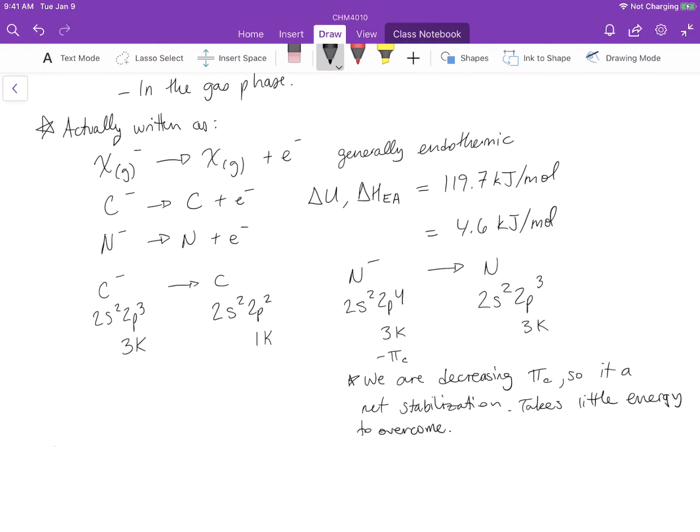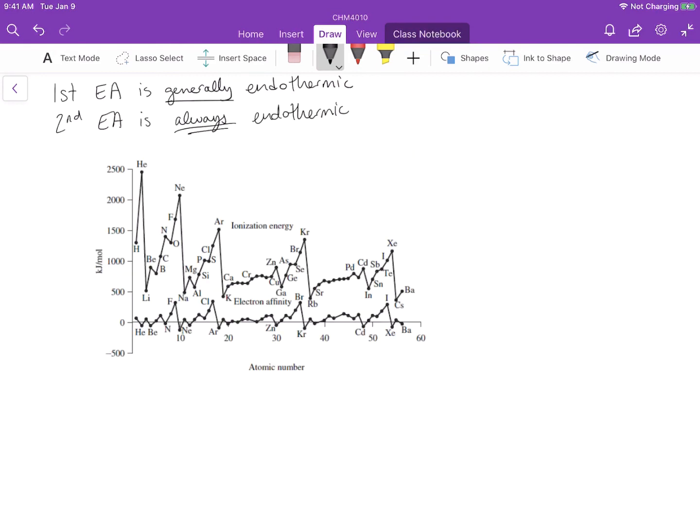So the first electron affinity is generally endothermic. The second is always endothermic. So if we look at our chart again, here on the bottom we have our electron affinity trend.